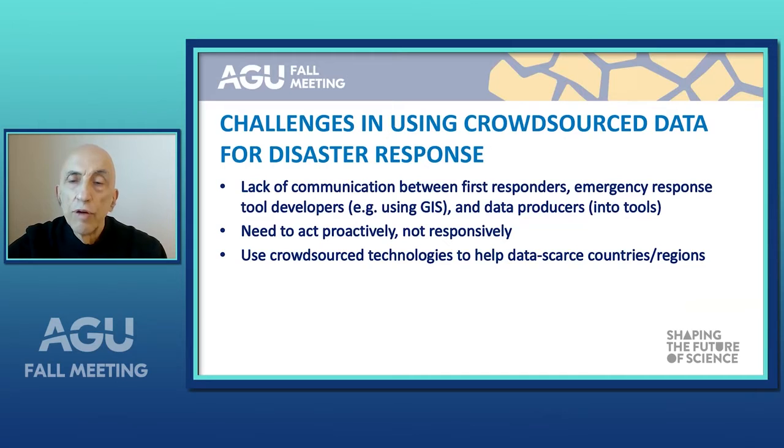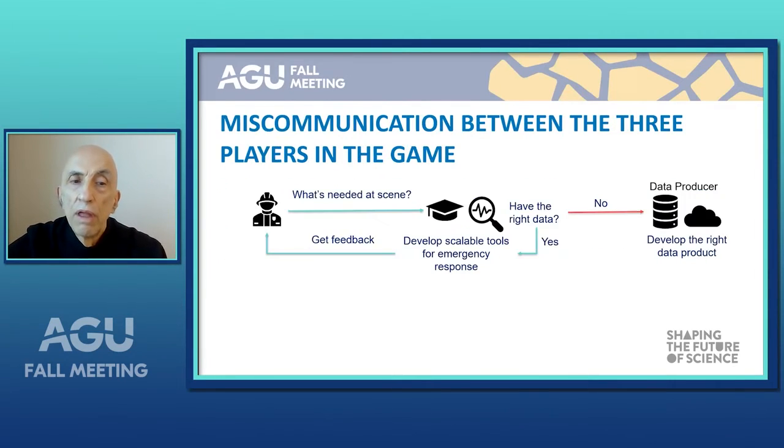So, lack of communication between first responders, emergency response, and developers who are specialized in using GIS, and then importers or data producers into the tools. We need to be acting proactively, not responsively. Of course, that's always difficult in a real situation. And use crowdsourced technologies to help data-scarce countries and regions, because there are many regions that cannot be reached very easily, such as mountain areas.